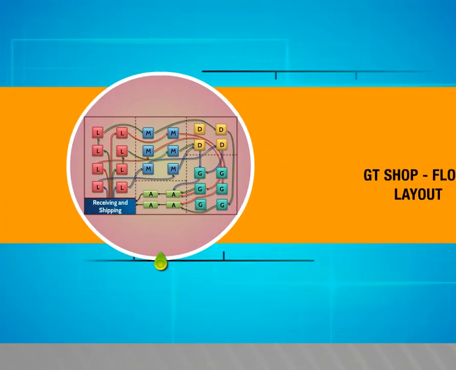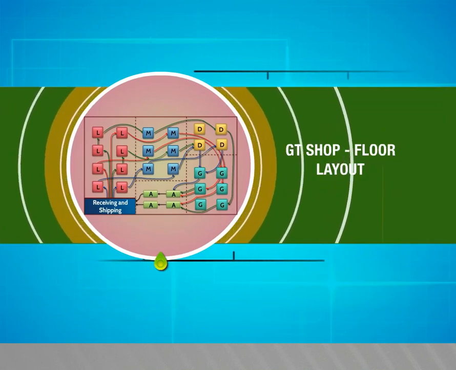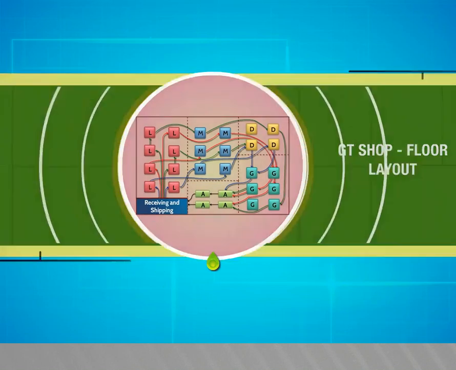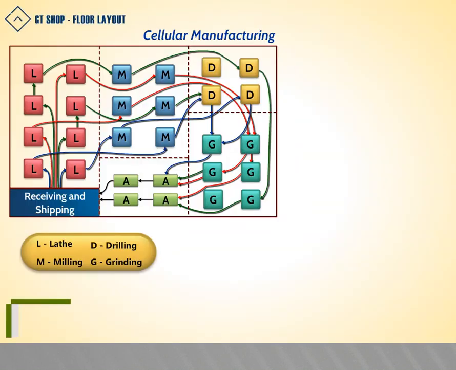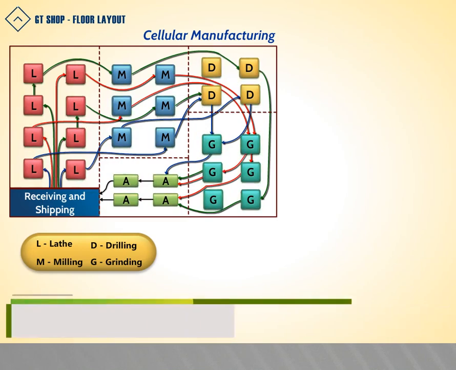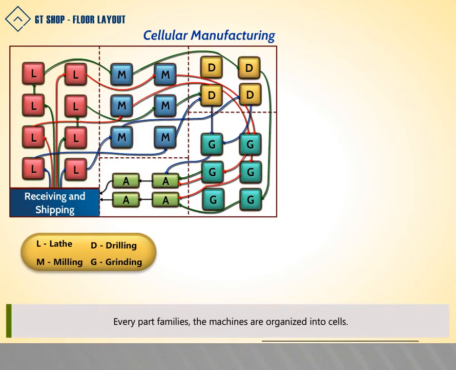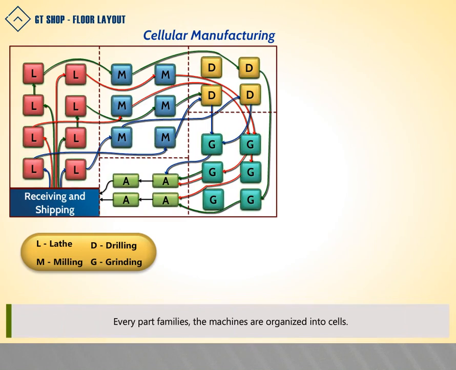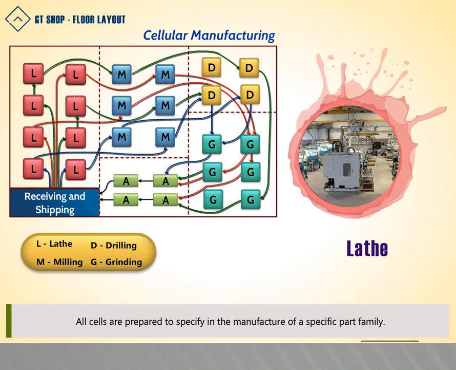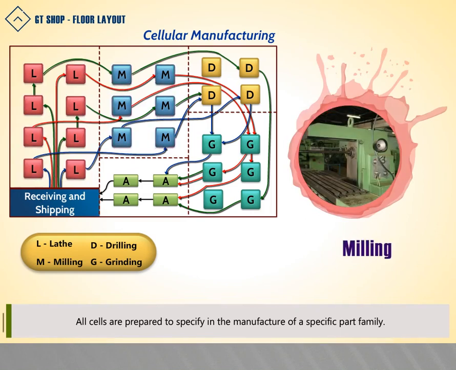GT shop floor layout. In this video, we are going to see about the group technology shop floor layout. The manufacturing of part families is used to assemble machines more efficiently to get a perfect product flow with reduction of time. For every part family, the machines are organized into cells. All cells are prepared to specialize in the manufacture of a specific part family.